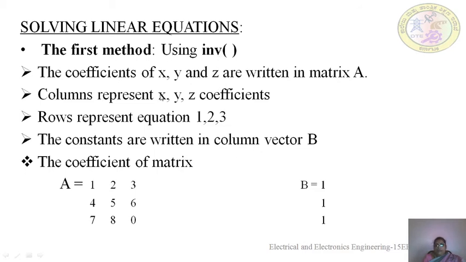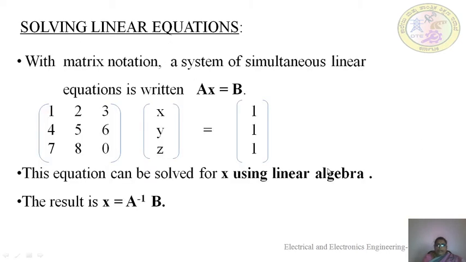What we are going to do is write the coefficients of all the equations in the form of a square matrix, and the constants in the form of a vector. Then we take the inverse of this matrix A and multiply it with the vector B. So the result will be x is equal to A inverse B. It is very easy to find out in MATLAB.